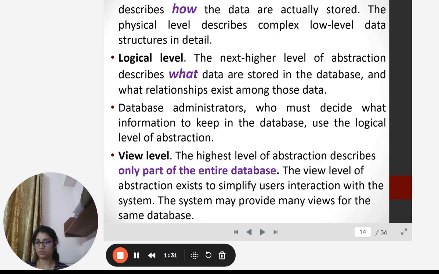Database administrators, who must decide what information to keep in the database, use the logical level of abstraction. View level: the highest level of abstraction, describes only part of the entire database. The view level of abstraction exists to simplify users' interaction with the system. The system may provide many views for the same database.